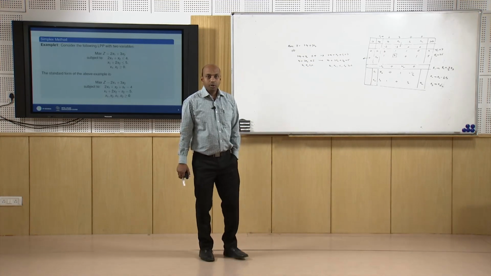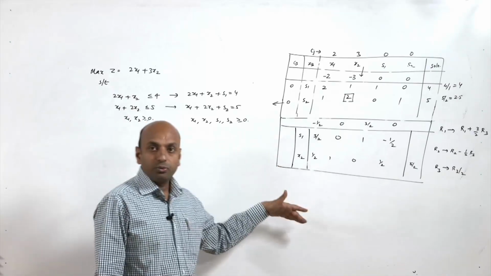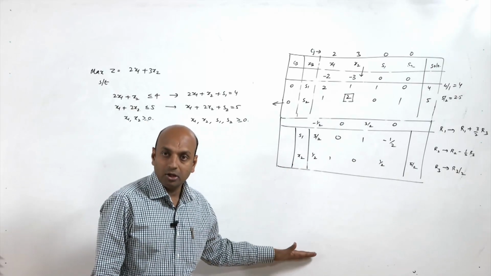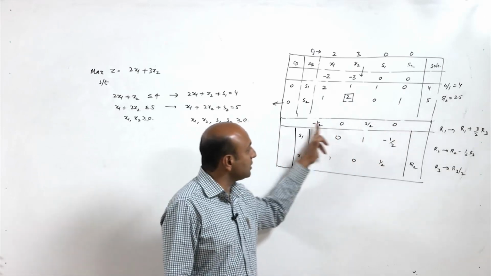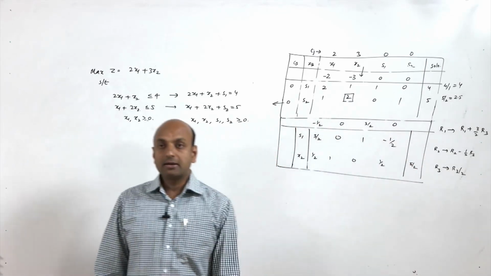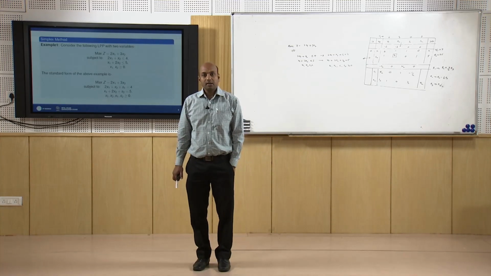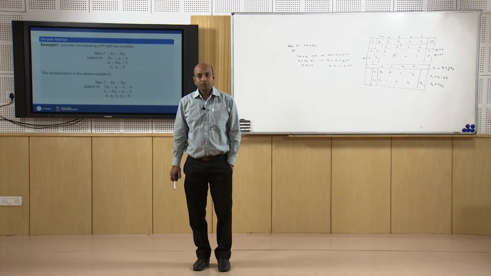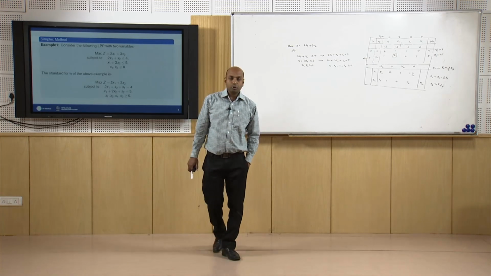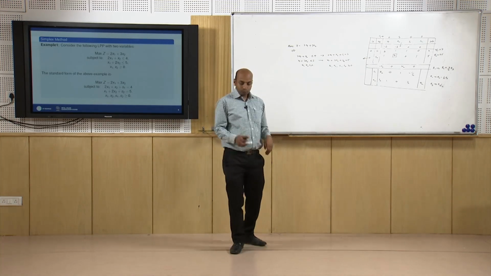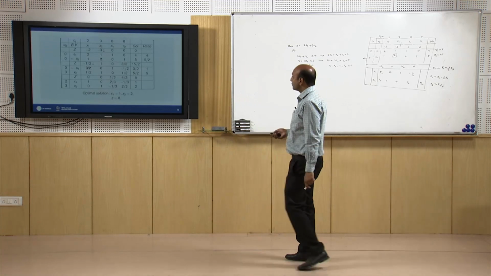Okay. So, this process will continue till all these relative profits, all these values are greater than or equal to 0. Greater than or equal to 0 means relative profits are less than or equal to 0. So, you can verify your calculation from this table itself.